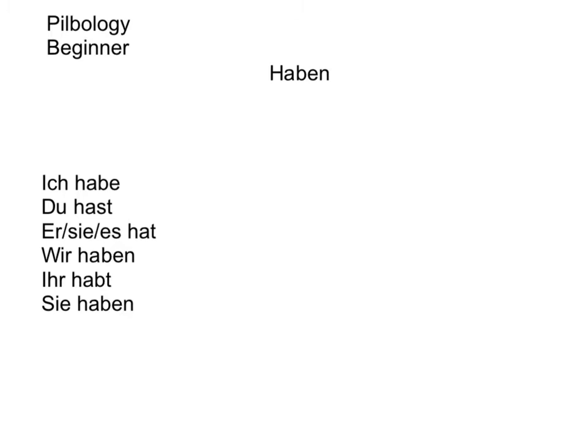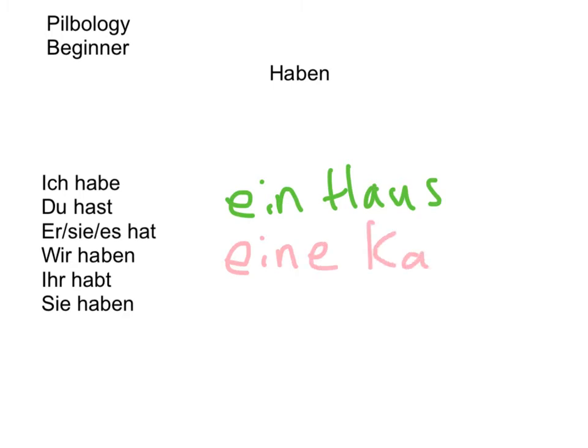Now, when we are using the verb haben, we often say I have a cat or I have a house. Let's get those two out of the way quickly. Normally we would do it the other way around. We start with the masculine. I'll show you why we're not going to do that. Let's have ein Haus. Let's also have eine Katze. Slightly different pink than we normally use.